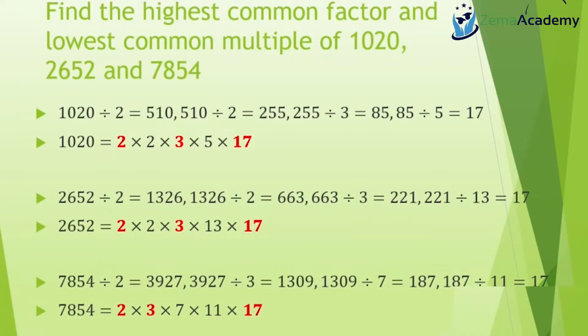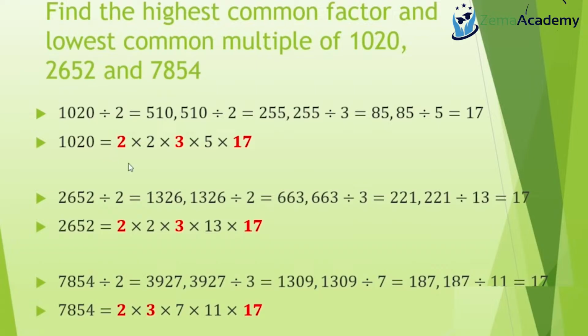To find the highest common factor, or HCF, what we do is we look at which factors are common to all 3 numbers. So here I've highlighted them. In all 3 of these numbers, when we've broken them down into their prime factors, we can see they all have 2, 3, and 17.